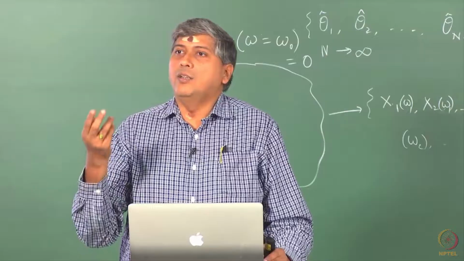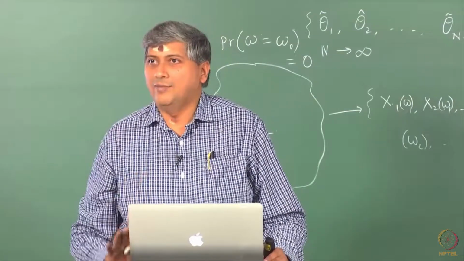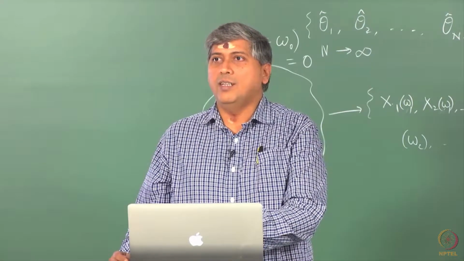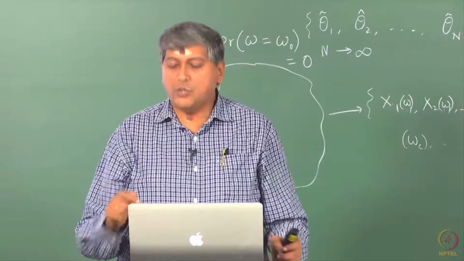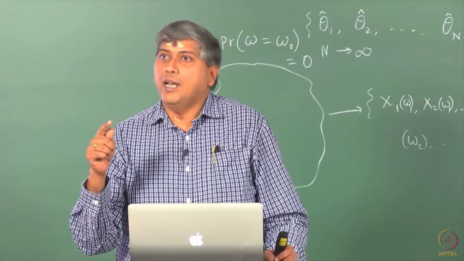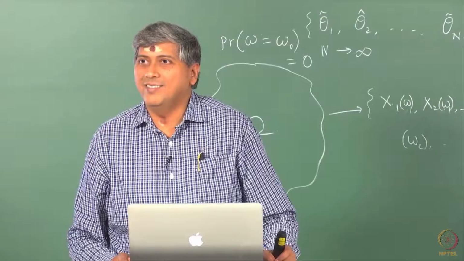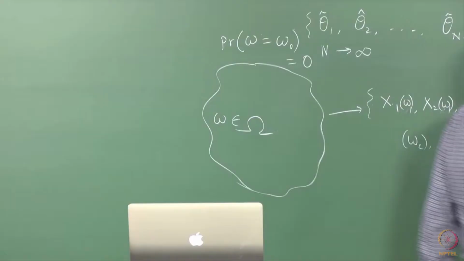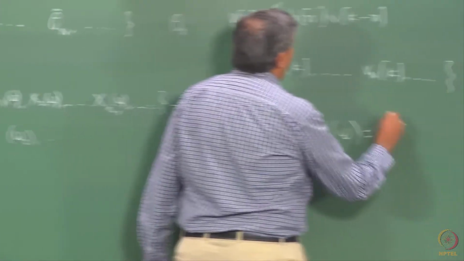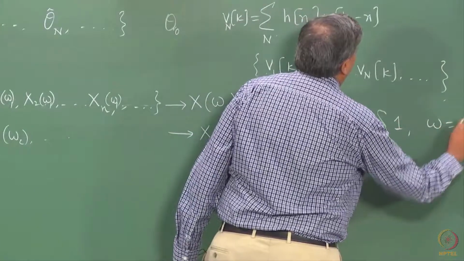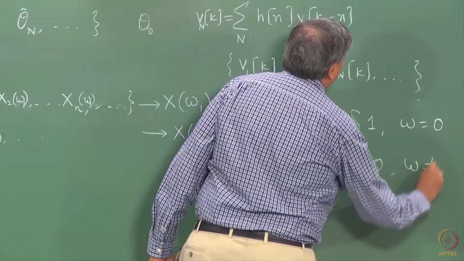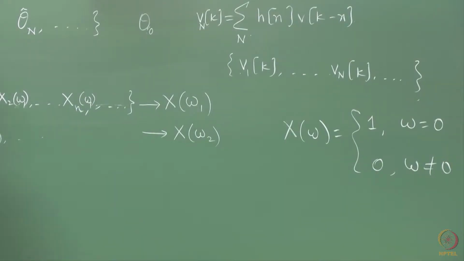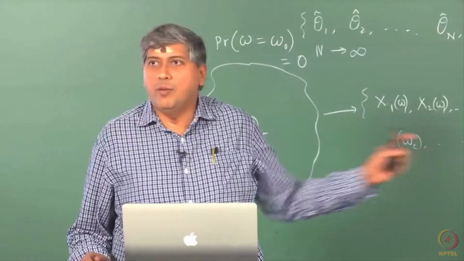Otherwise, this sequence is not pointwise convergent, it is very clear, because there exists a point in omega space which generates a sequence that does not converge to x of omega. On the other hand, I can actually redefine a random variable. Suppose I define a new random variable such that x of omega converges to 1 if omega is 0, and 0 otherwise. Now does the given sequence converge to this random variable in a pointwise sense?